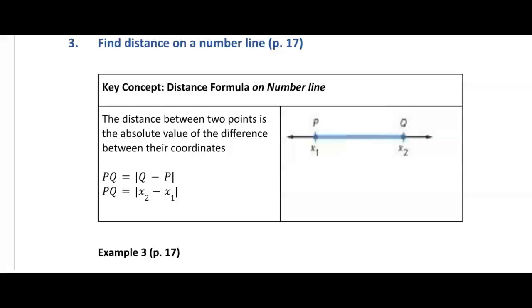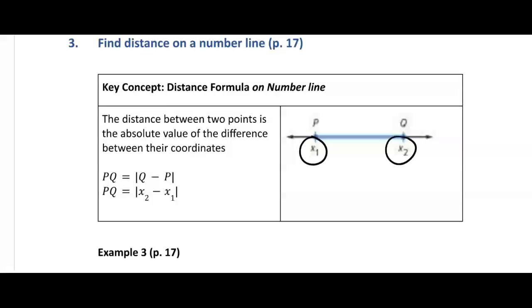So when we're finding distance between 2 points, distance is an absolute value. It's always going to be a positive number. If you get a negative number, you've probably missed the absolute value. And then to find it accurately, we almost always want to do our second number minus our first number.